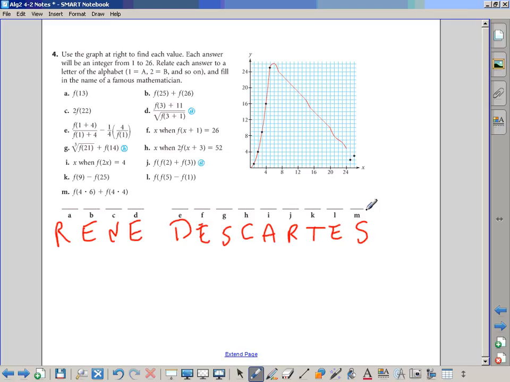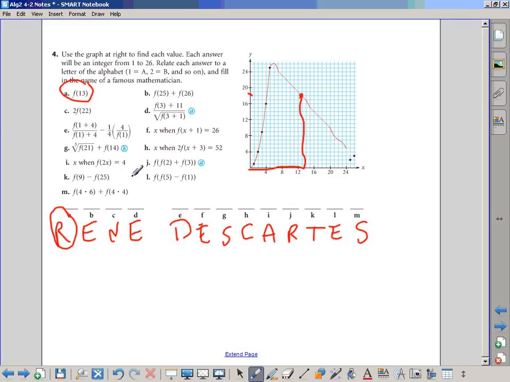in A, they're telling you what the x is, and you have to go in and find out what the corresponding y is. So when they say f of 13, we're going to go over on the graph where the input is 13. And then we're going to climb up the y scale to see what the corresponding y would be. Looks like we're right about there. If you travel over to the y's, it looks like that is 18. Since R is the 18th letter in the alphabet, that's why part A is R.